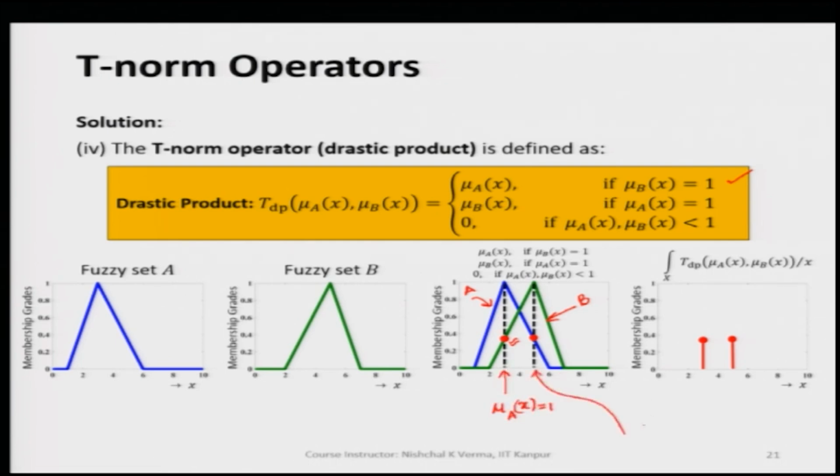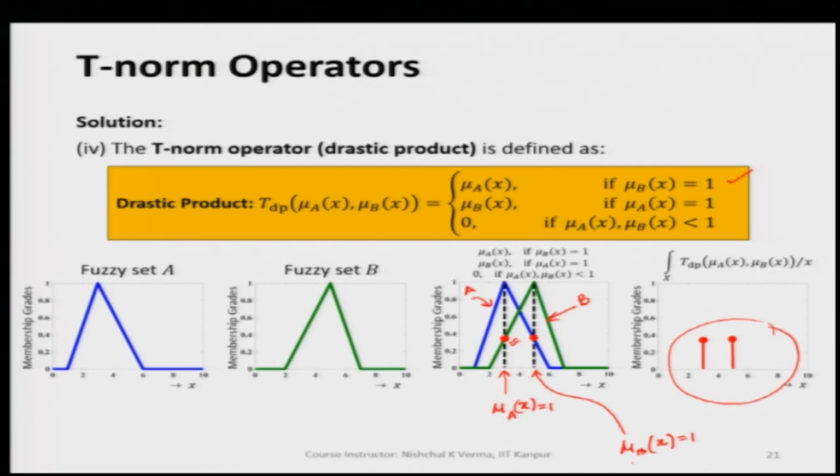So, at both the points we have mu A of x equal to 1. At this point we will have mu B x, whatever value mu B x is, and here we will get mu B of x equal to 1, and for all other values we are going to get 0. So, that is why we are getting only two membership values out of the drastic product of the membership functions of continuous fuzzy set A and continuous fuzzy set B respectively.